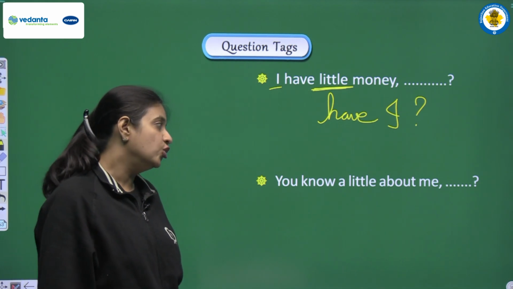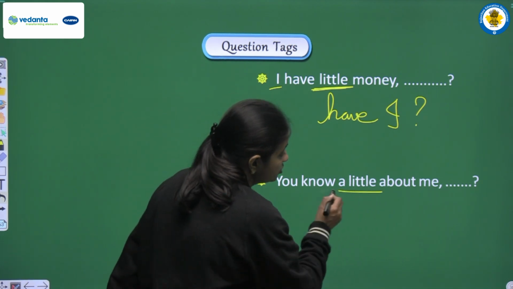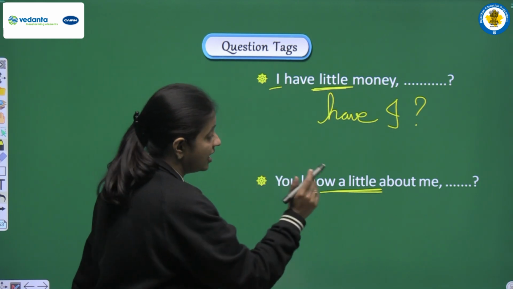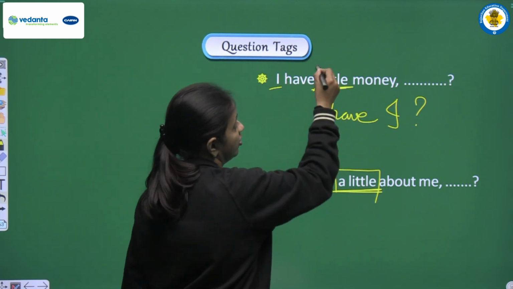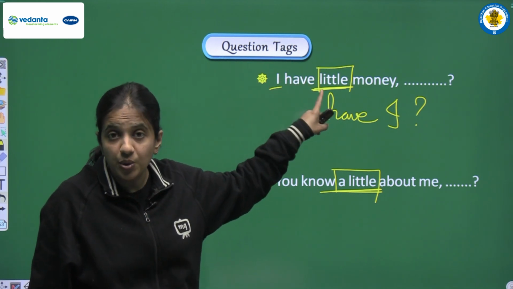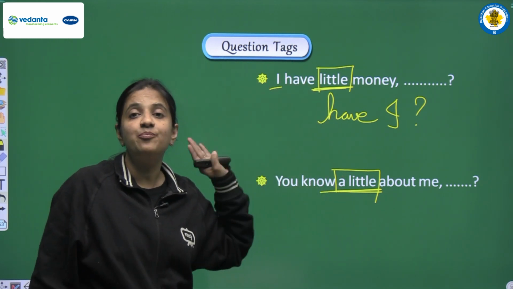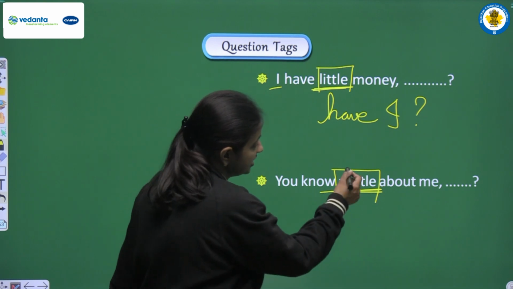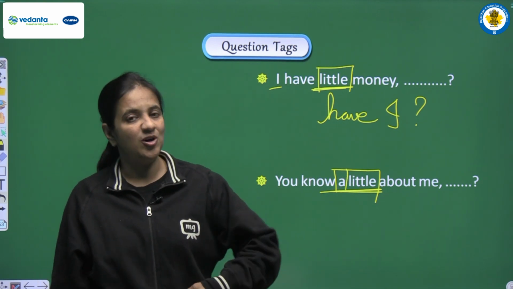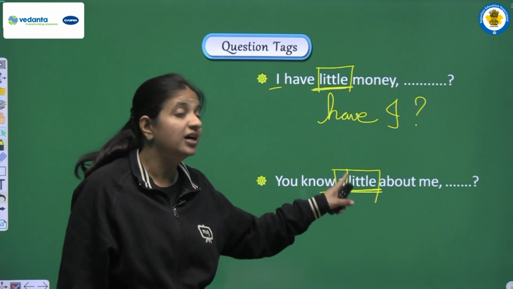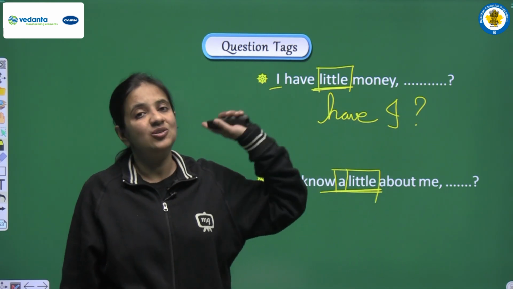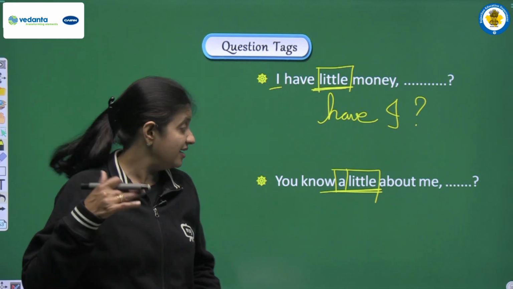Next is "You know a little about me." So be very careful. In the previous example we were having "little", but now we are having "a little". So what is the difference? The difference is that "little" is a negative word, but "a little" is a positive word. This single letter word "a" gives a positive sense, it gives the positive meaning to this word. So "a little" is a positive word. Now we are having a positive statement, so the question tag will be negative.